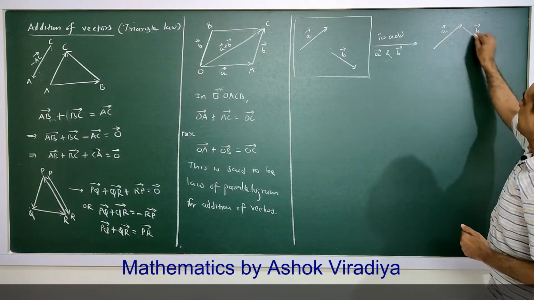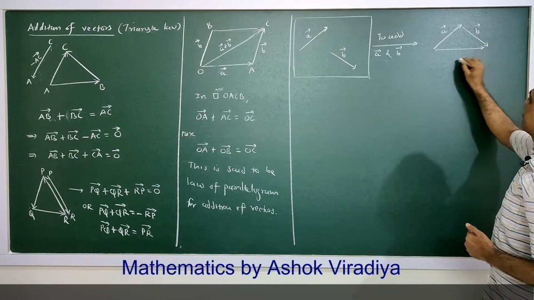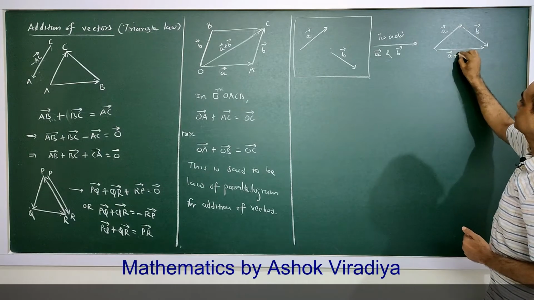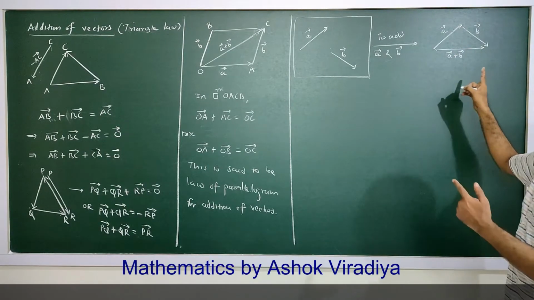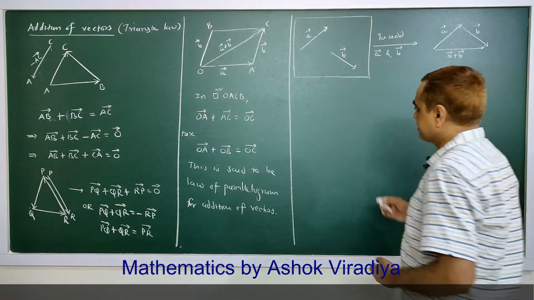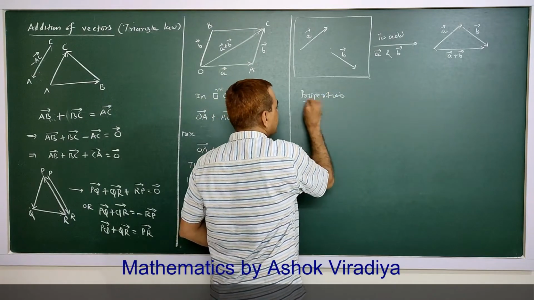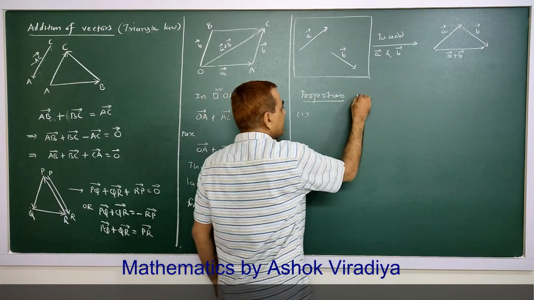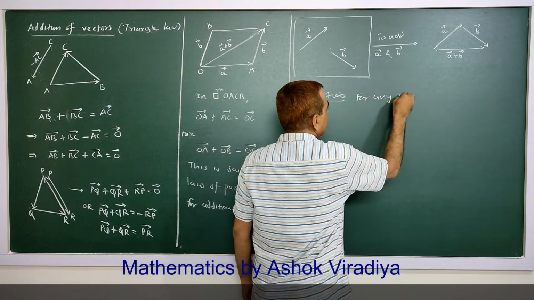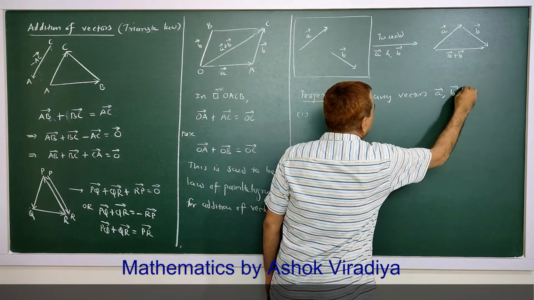So vector A, vector B, by law of triangle, this is vector A plus B. This is the method to add vectors. Now properties. Properties of addition for any vectors A, B and C.